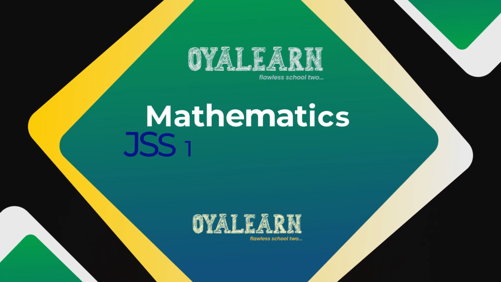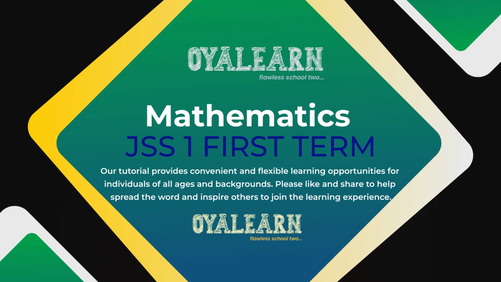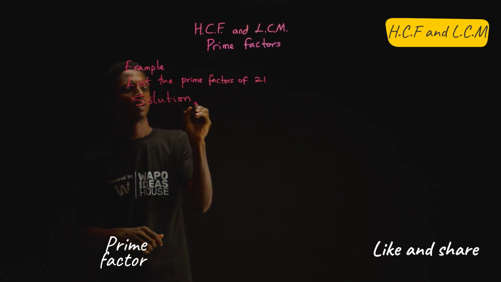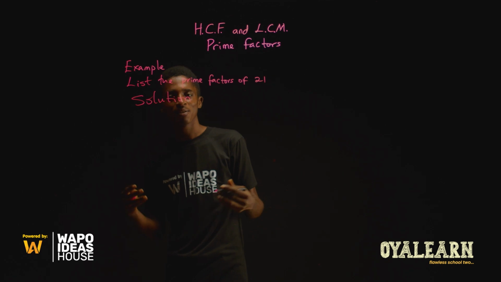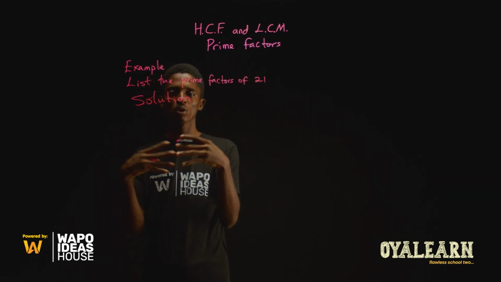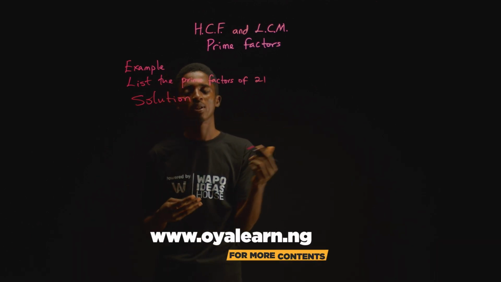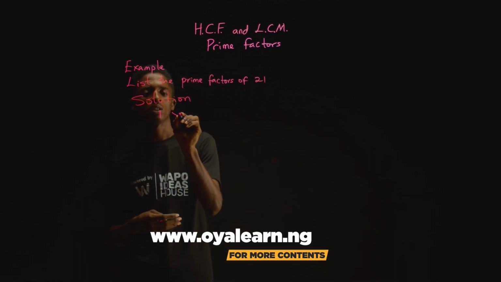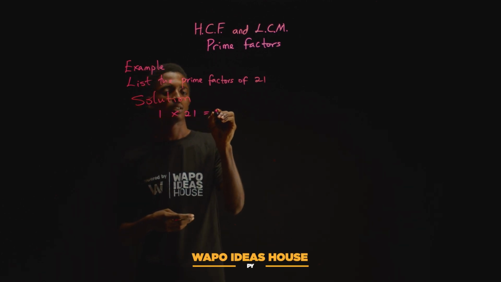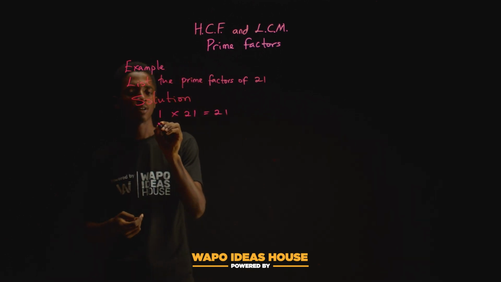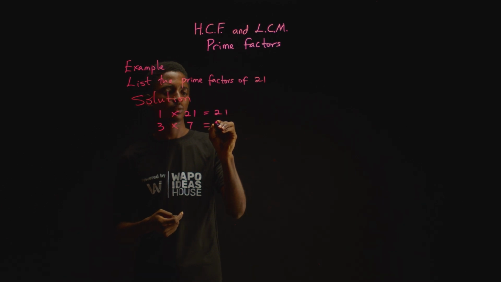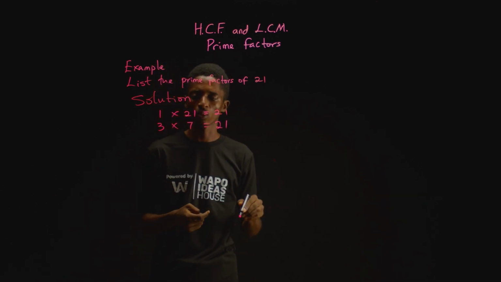Now let us list the prime factors of 21. The first step is to get the factors of 21. And we do this by finding numbers that multiply into each other to give us 21. We have 1 multiplied by 21. We have 3 multiplied by 7 to give us 21.